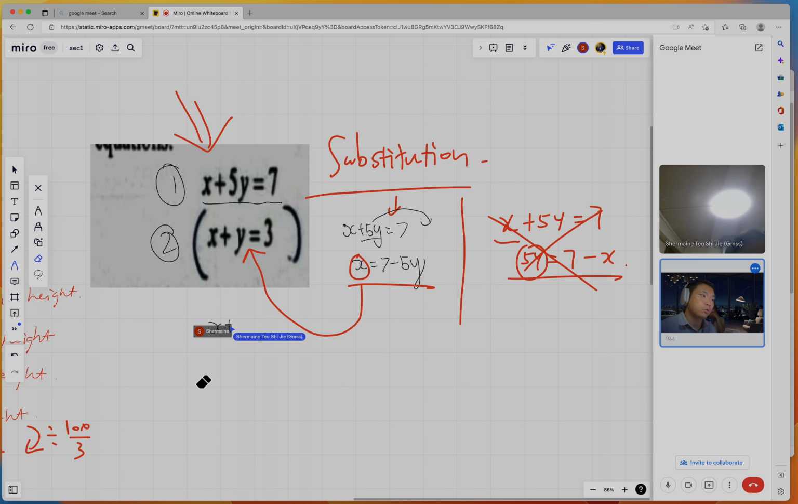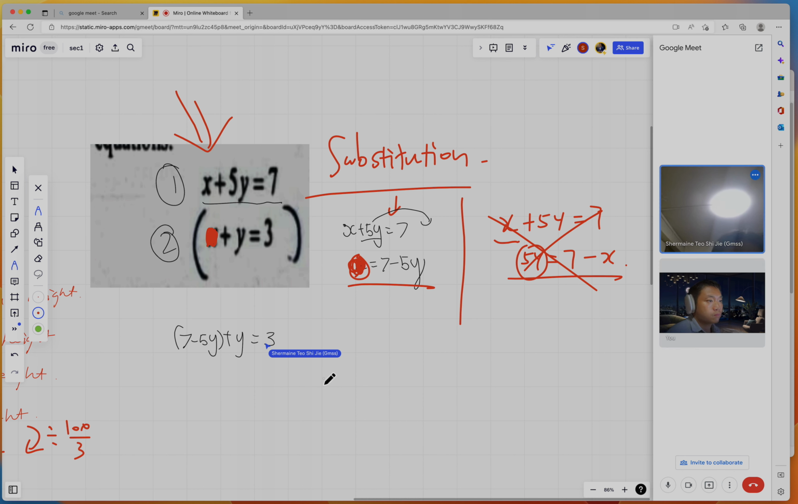Just right below, yes. I thought you said you want to sub the x. What are you doing? This is your x, right? Oh yeah. That means you should replace the x with the whole thing, 7 minus 5y. Because you say you want to replace the x, right? So you should replace the x. Okay, good. Continue.